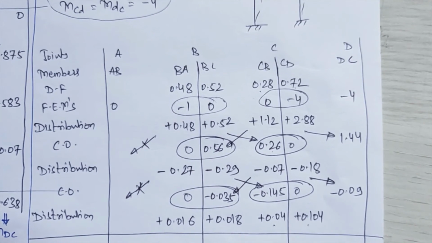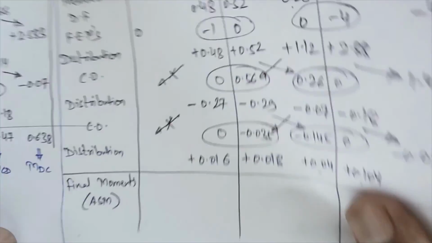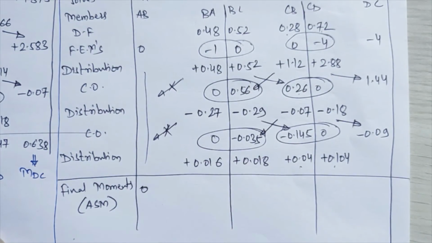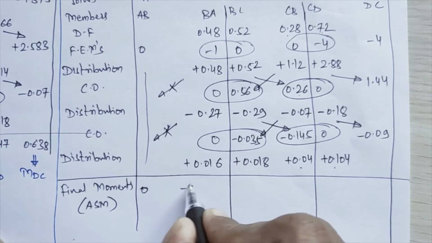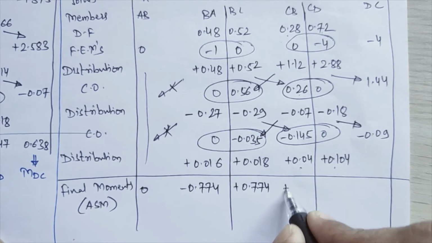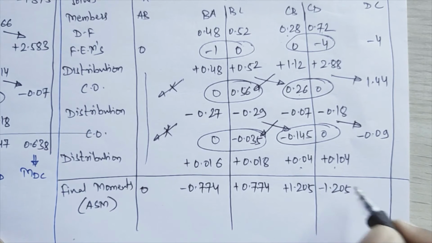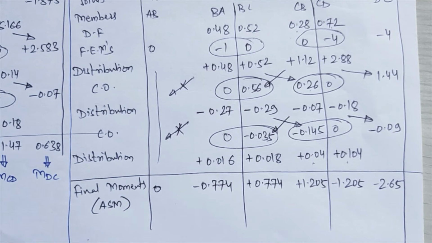Okay. So we'll stop the table here, because almost all answers I am getting in very small values. So whatever moments we get here will be your sway moments, that I'll write as final moments, or you can write as ASM, that will be nothing but actual sway moments. So summation of this 0 will come as it is. Summation of this comes equal to minus 0.774. This comes as plus 0.774. This I am getting as plus 1.205. This I am getting as minus 1.205, and this I am getting as minus 2.65 over there. So these two tables you have to follow over here.